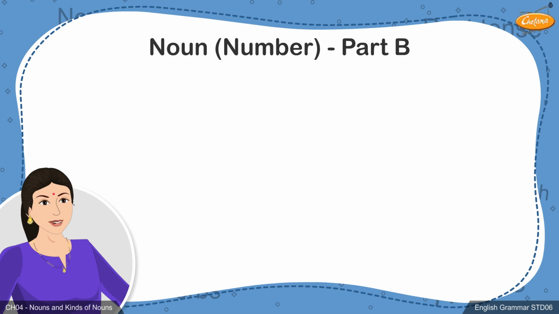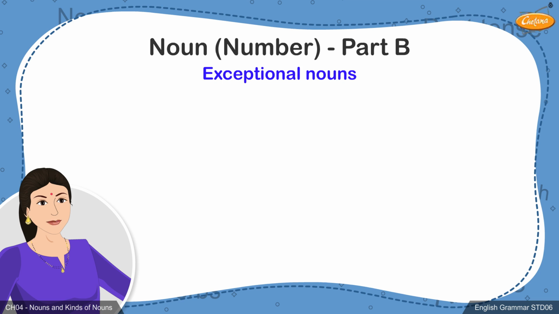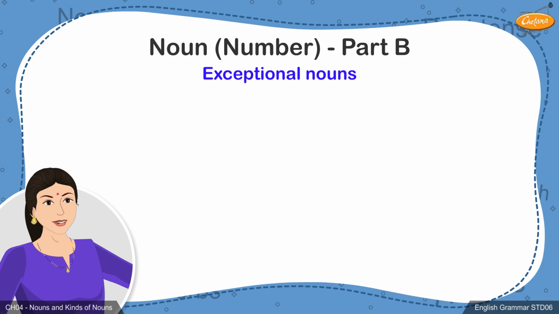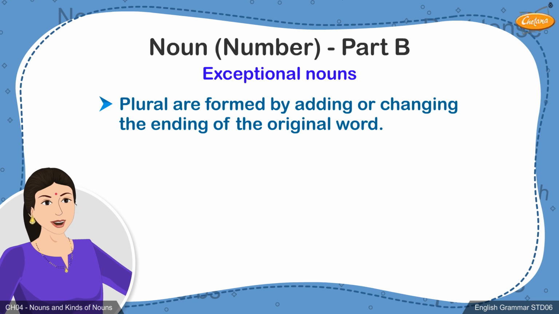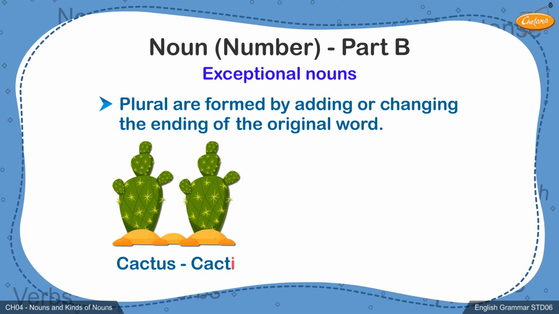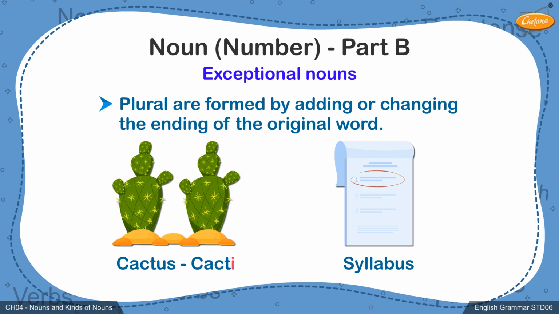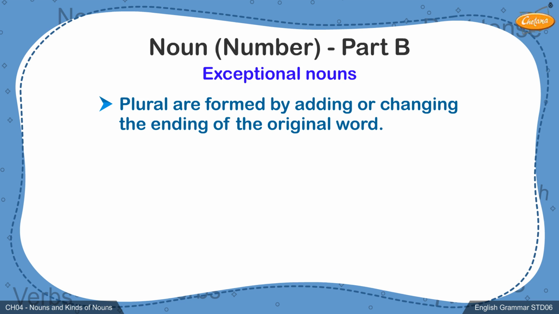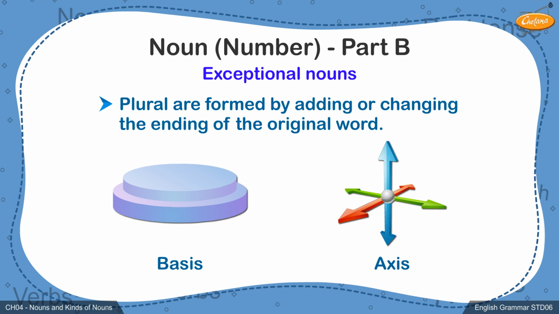Lastly, let's discuss a special category of exceptional nouns. For such nouns, the plurals are formed by adding or changing the ending of the original word. For example, the plural of the plant cactus is cacti. Similarly, the plural form of syllabus is syllabi. Certain words like basis, axis, ending in is, change to es.